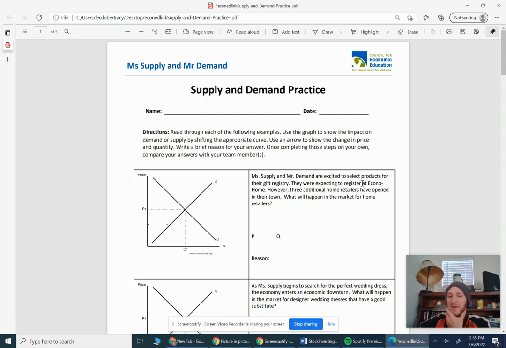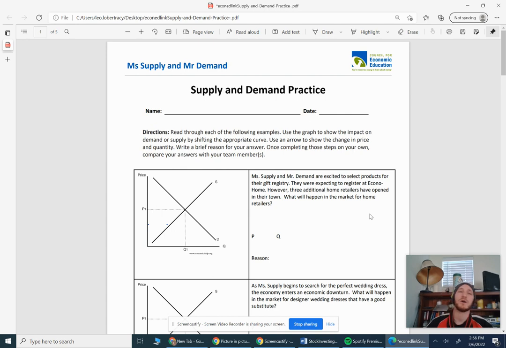Mr. Supply and Mr. Demand are excited to select products for their gift registry, which is where you tell all your guests what to buy you when you get married. They were expecting to register at Econo Home. However, 3 additional home retailers have opened up in their town. What will happen to the market for home retailers? Well, right off the bat, you should be thinking that's supply, because retailers are producers, right? And then you're going to want to be thinking about our shifters.